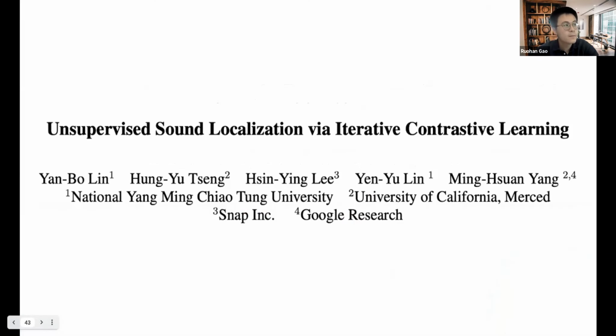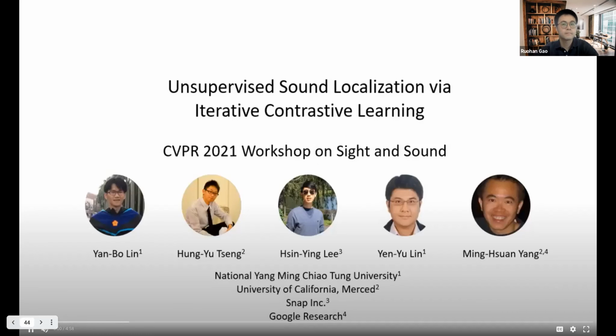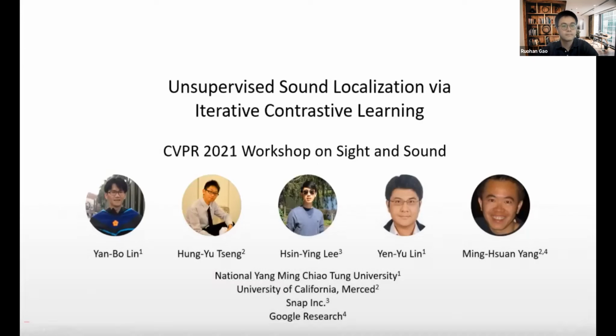So the next paper is on sound localization. It's called Unsupervised Sound Localization via Iterative Contrastive Learning, and Yanbo will present the paper. Hello everyone, my name is Yanbo Lei. Today I would like to introduce our work, Unsupervised Sound Localization via Iterative Contrastive Learning.